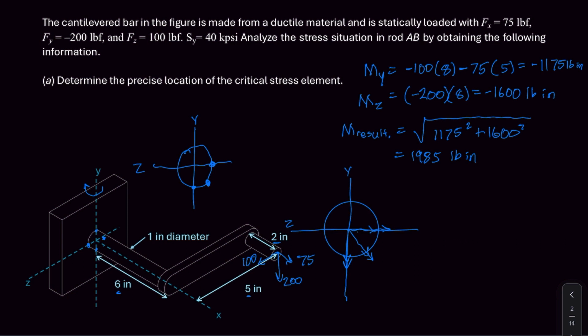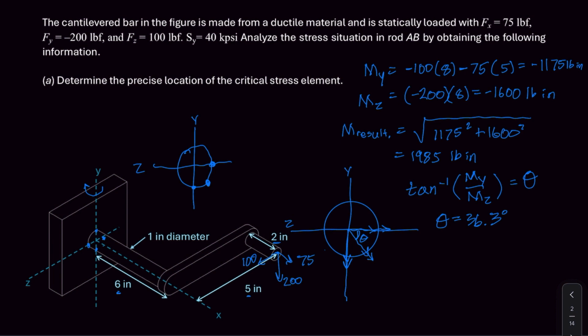And so to find what that is, we can define this angle as theta and use the inverse tangent to find what the angle actually is. So if we have the inverse tangent of the my over mz, we substitute the 1175 in for the my and the negative 1600 in for the mz, and that is what our theta will equal. So our theta here is going to be equal to 36.3 degrees, and that is from the negative z-axis.